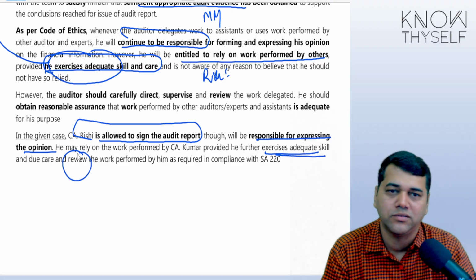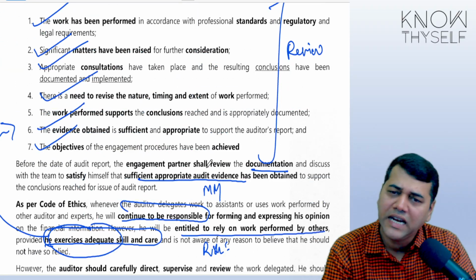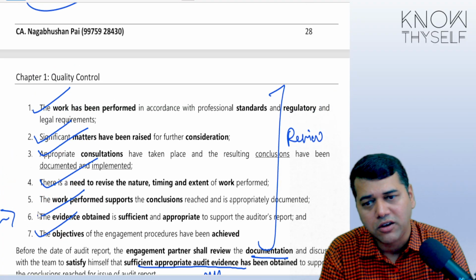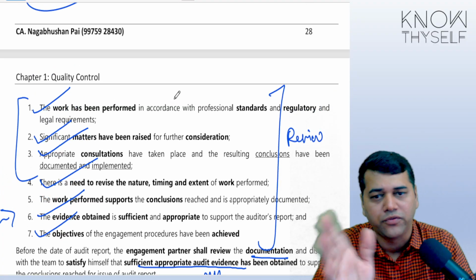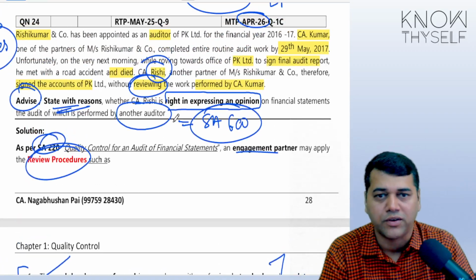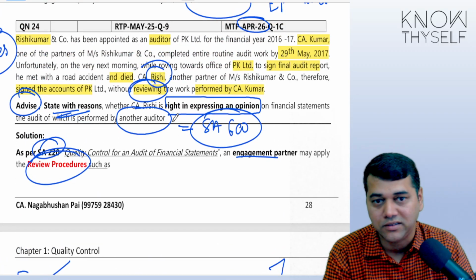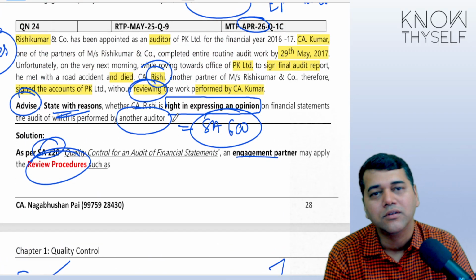Fantastic answer, full marks. Write in your own language. You need not write all the 7. You can write any 4 points which you feel are relevant, which you remember at that point of time. But when you present an answer like this, tell me, who is going to stop you?